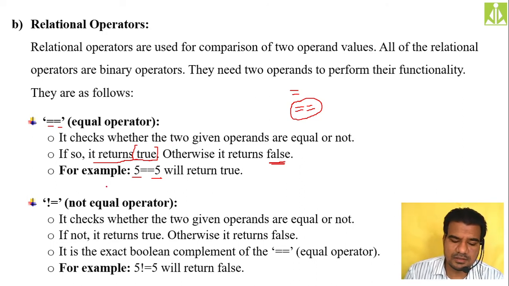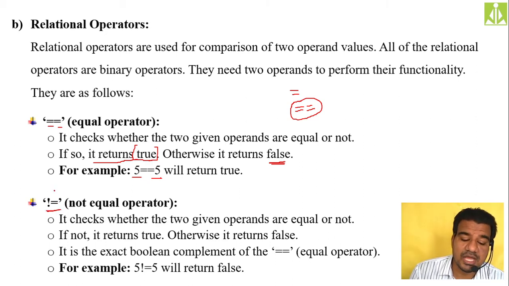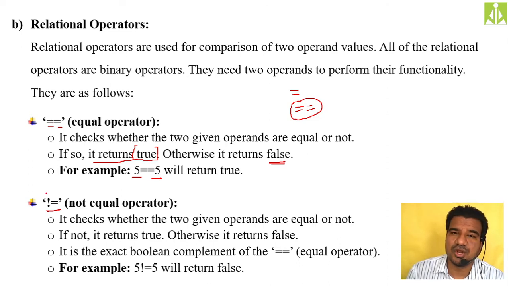Then the not equal operator. The symbol to represent not equal is this one, not followed by equal. Negation followed by equal. This particular symbol represents the not equal operation. It is exactly opposite to your equal operator. Whatever the equal operator is performing, exactly opposite to that, this not equal operator will perform. It will check whether two given operands are equal or not. It will also check for the equality.